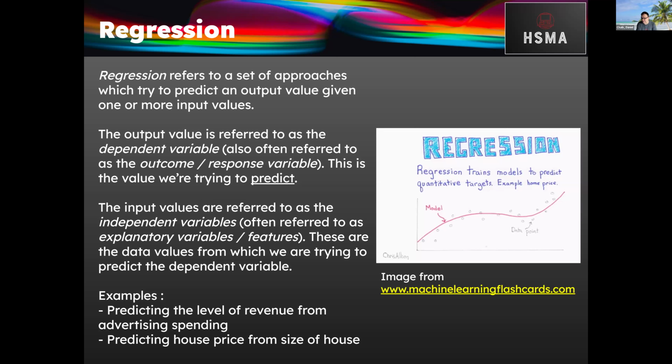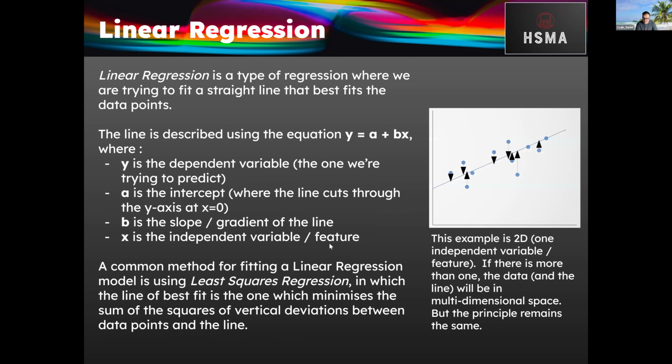Some examples of how you might use regression: trying to predict the level of revenue from advertising spending is a classic regression example. Another classic regression example is trying to predict house price from the size of a house. These are all classic examples of how regression has been used for many, many years. So that's what regression basically means.